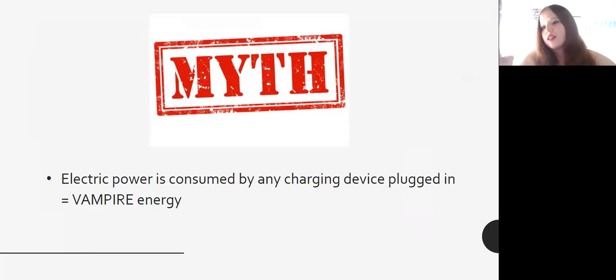And I know that doesn't sound like a lot, but when you think about how frequently we are on our phones, how frequently we have to charge it, and if everybody is leaving their chargers in the wall when they're not actually charging them, that builds up to be a lot of energy. So unplug your chargers when you're not charging devices.